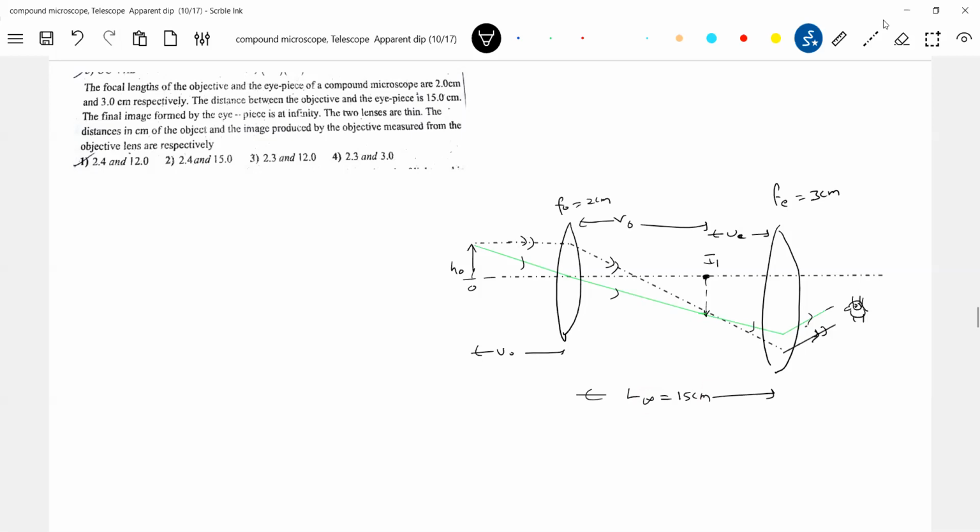Okay, I agree. The final image is at infinity. The two lenses are thin. The distance in centimeter of the object and the image produced by the objective, measured from the objective lens, are respectively what? What is being asked is U0 and V0. These are the unknown things.